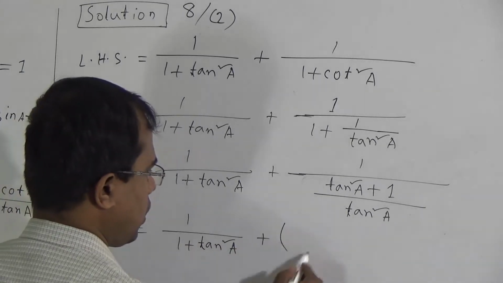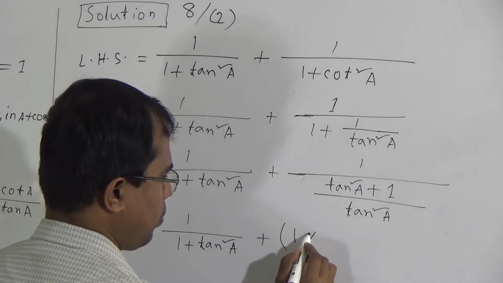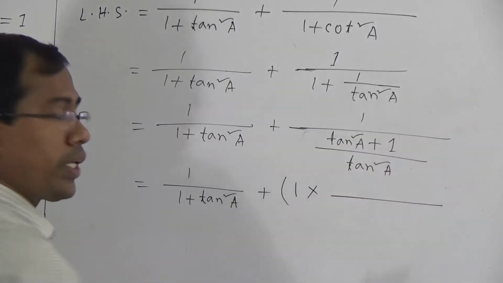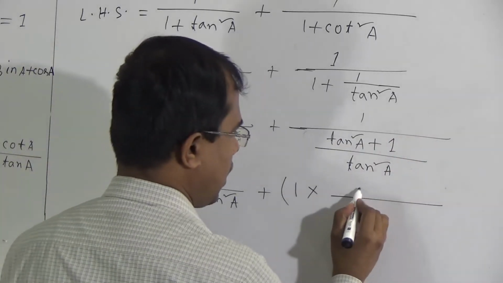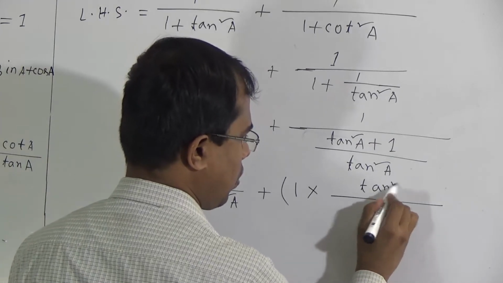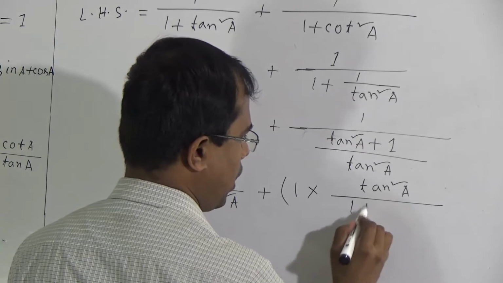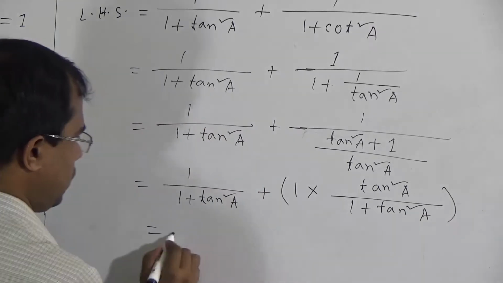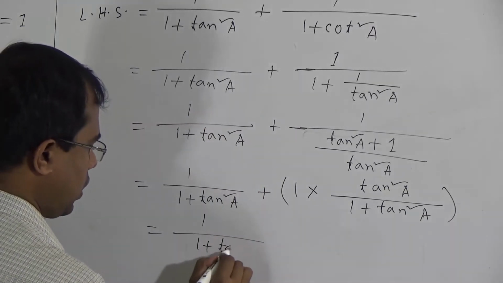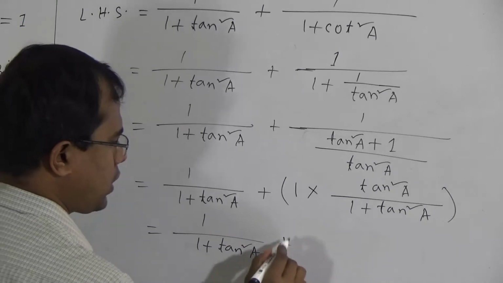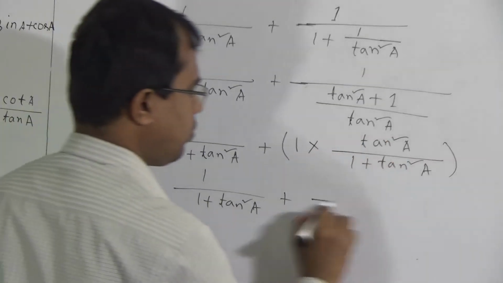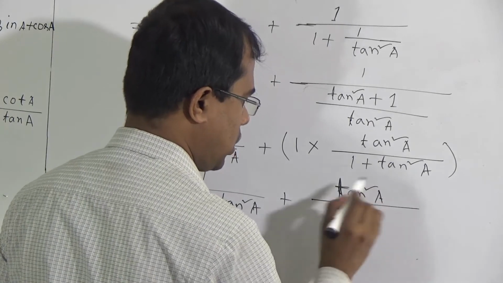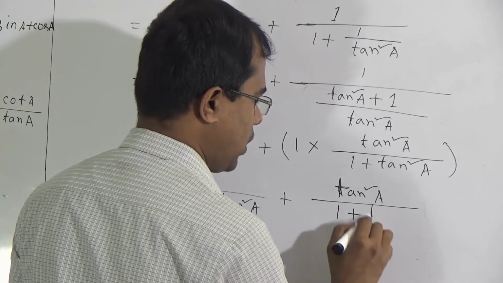plus, here 1, if we give multiplication sign, then we have to write denominators as numerator and numerator as denominators. So in upper portion we will write tan square a and in lower portion we will write 1 plus tan square a. This is equal to 1 by 1 plus tan square a plus, if we multiply tan square a with 1, then it will be tan square a, tan square a by 1 plus tan square a.